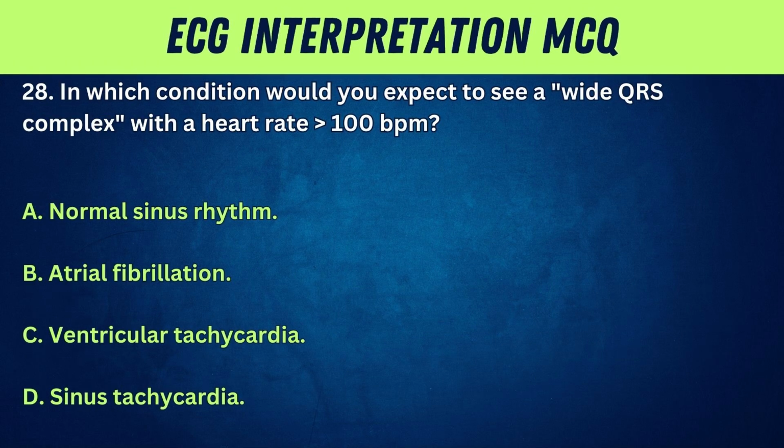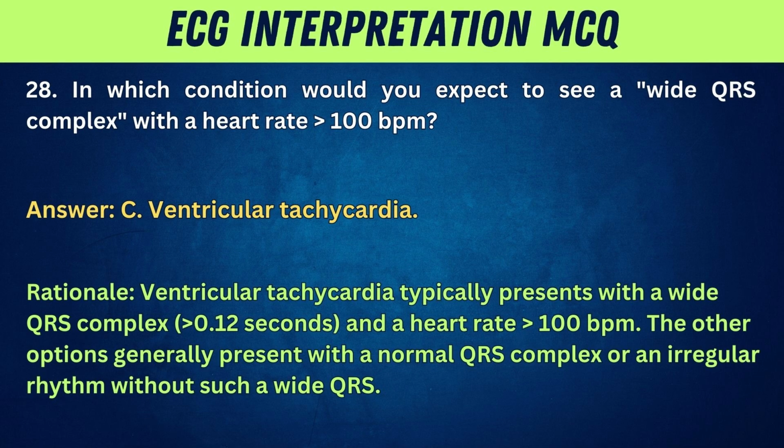28. In which condition would you expect to see a wide QRS complex with a heart rate greater than 100 BPM? A. Normal sinus rhythm. B. Atrial fibrillation. C. Ventricular tachycardia. D. Sinus tachycardia. Answer: C.